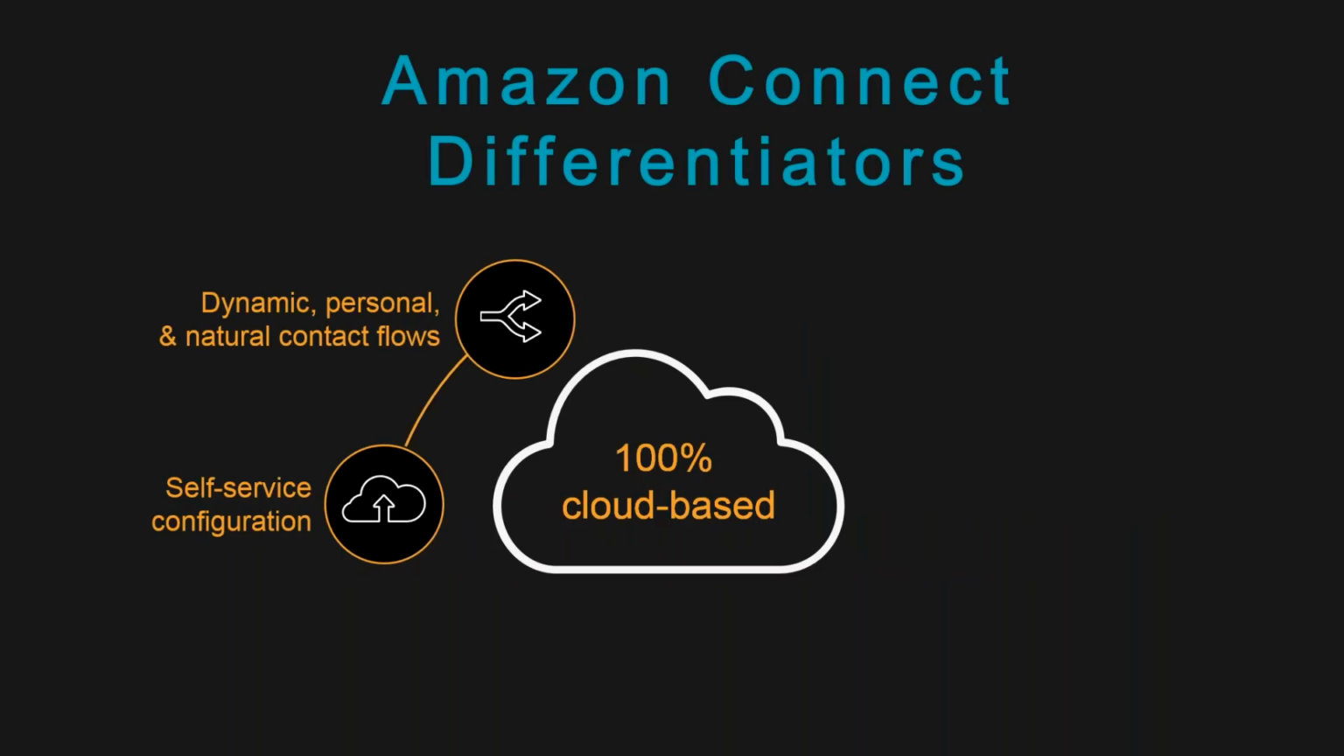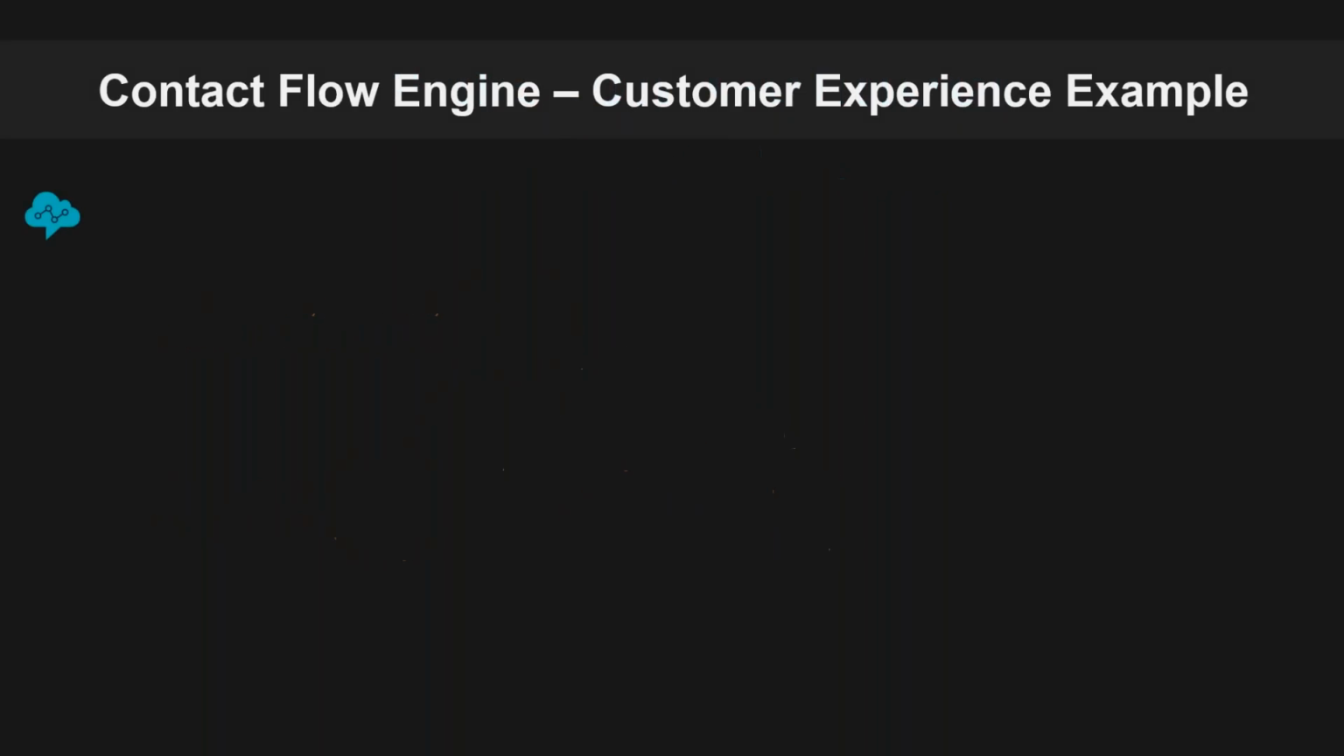Another differentiator is the dynamic, personal, and natural contact flows you can create with Amazon Connect. Contact flows, think of those like IVR applications, except they do a lot more. It allows you to control the customer experience from the minute the call is placed, all the way to the routing to the agent. I want to show you an example of a contact flow and the kind of customer experience you can create that's personal, dynamic, and natural.